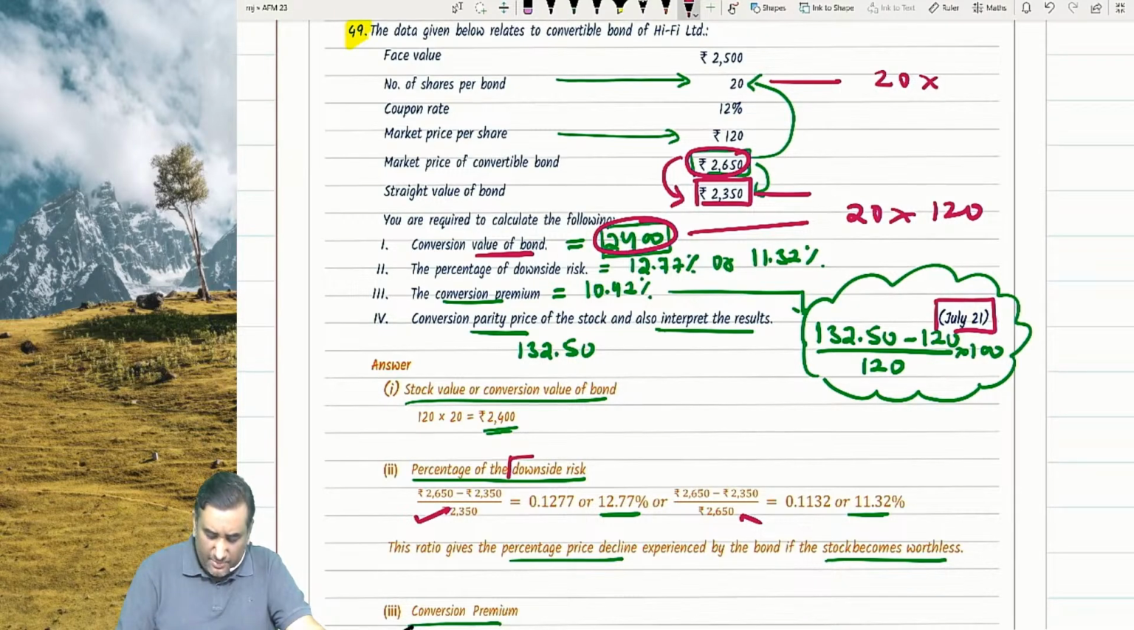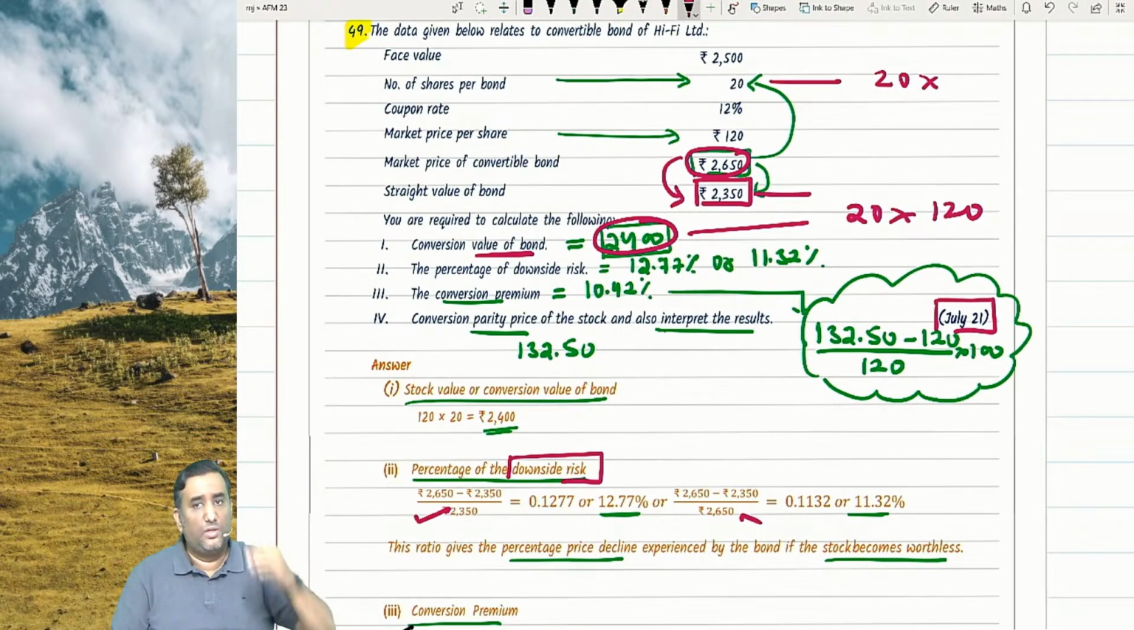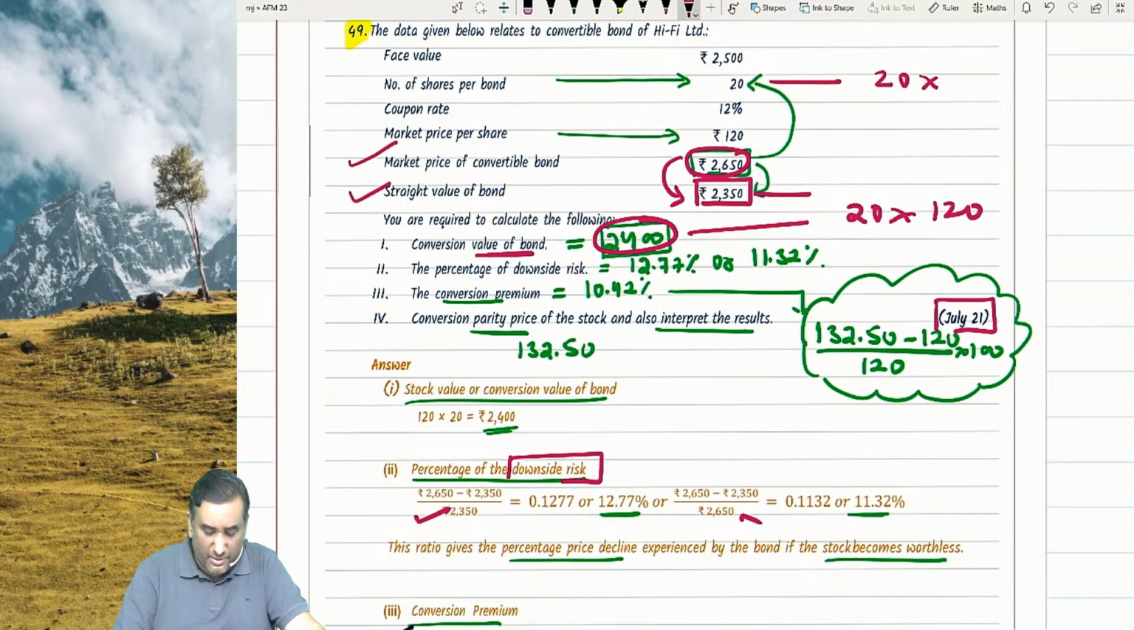Downside risk. Downside means the value can fall by how much. The market price you are appearing at here, whereas if you remove that convertibility, it becomes a straight value of bond. So either it could be 12.77 or any one of them you can write. If you have the time, you can write both of them.